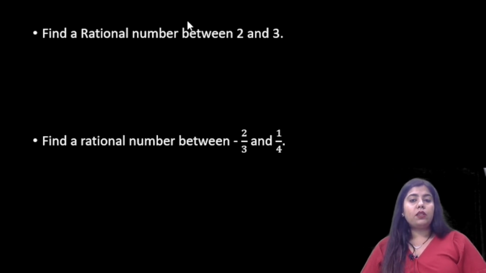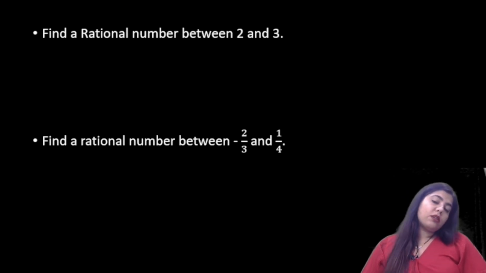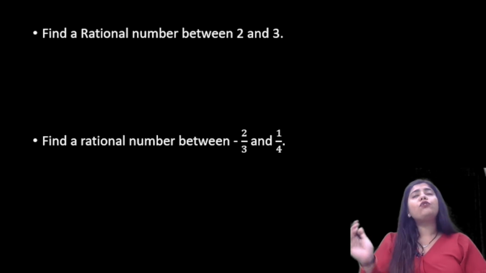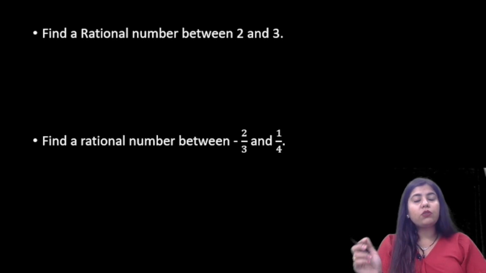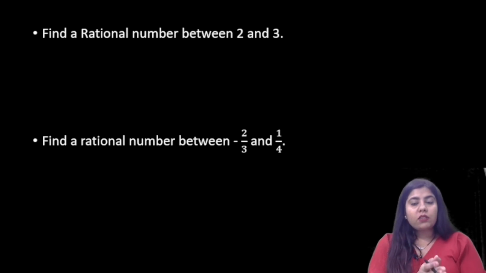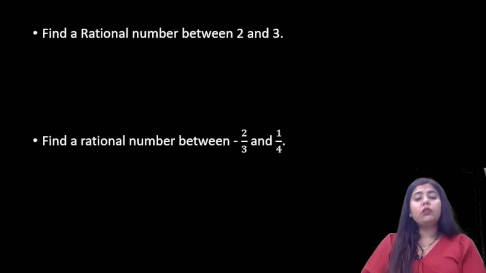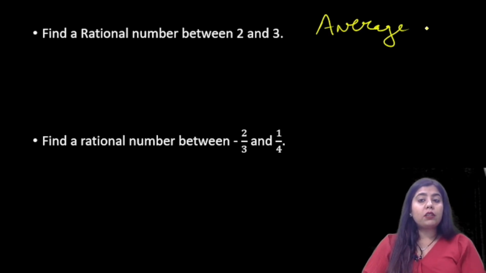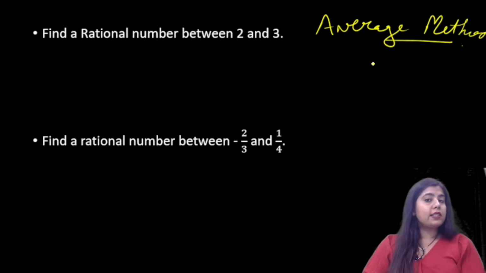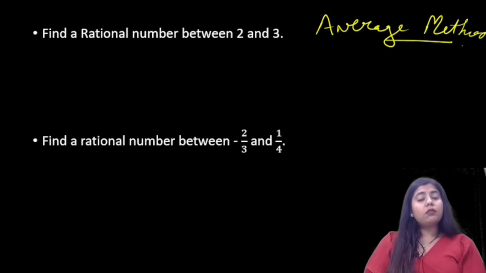See, there is a question. Find a rational number between 2 and 3. We have to find a single rational number between 2 and 3. There are two methods to find rational numbers between any two given rational numbers. Whenever you have to find only one rational number, you can use the average method. In the average method, you just have to add the given rational numbers and divide by 2. The answer you get is a rational number between those given rational numbers.